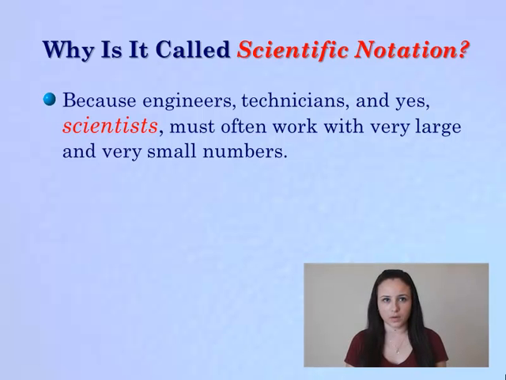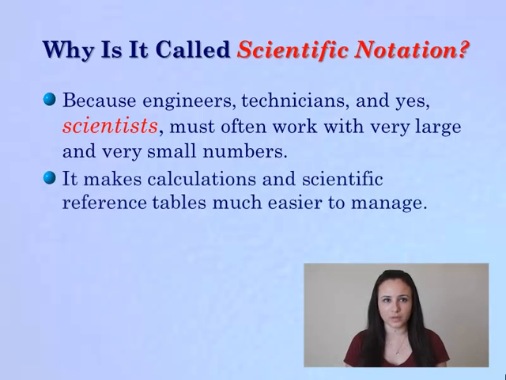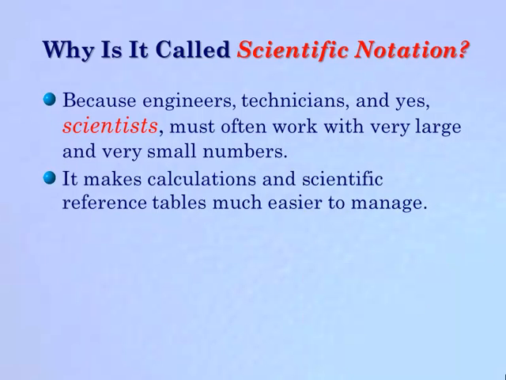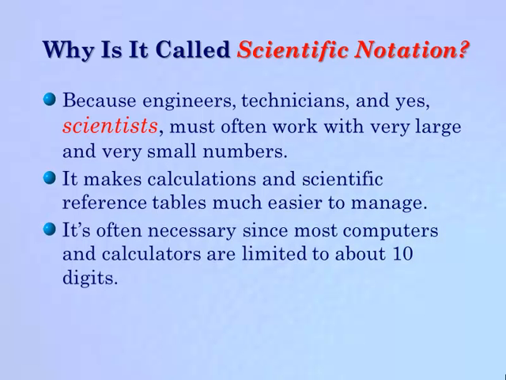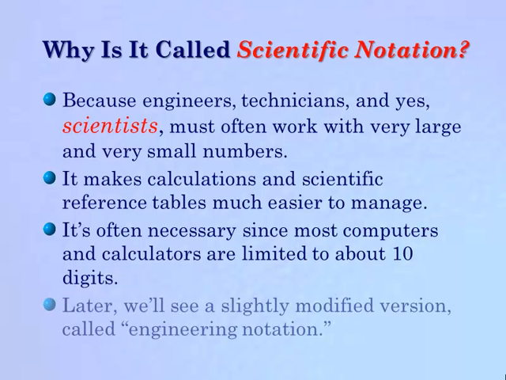You're probably wondering, why do we call it scientific notation? Well, because engineers, technicians, and even scientists often work with very large and very small numbers. So we had to come up with a way to put those numbers into calculators and computers, and it makes it much easier to manage and put them into tables and references. It's often necessary since most computers and calculators are limited to about 10 digits. Later, we'll see a slightly modified version of scientific notation called engineering notation.